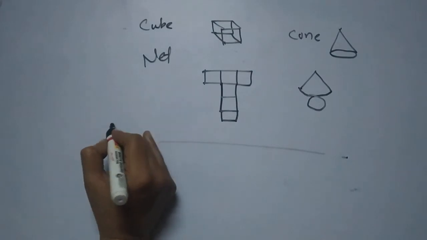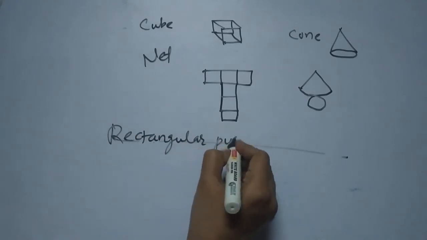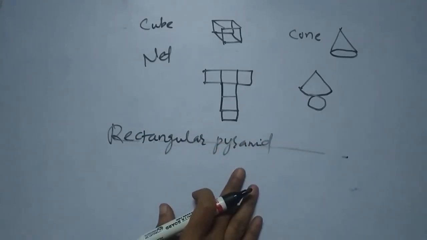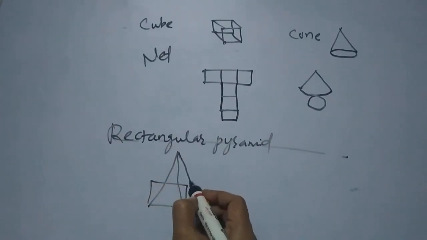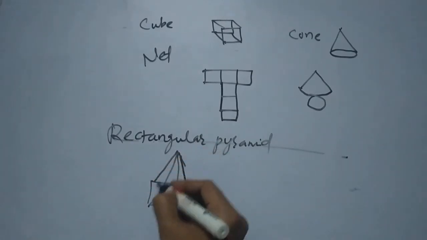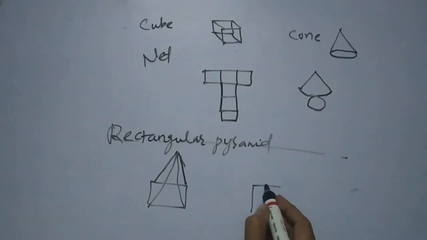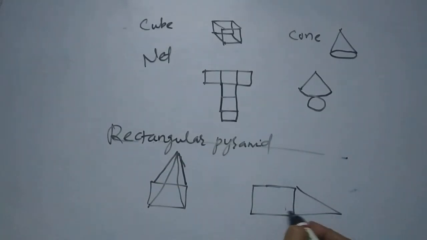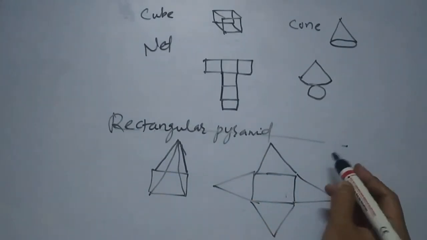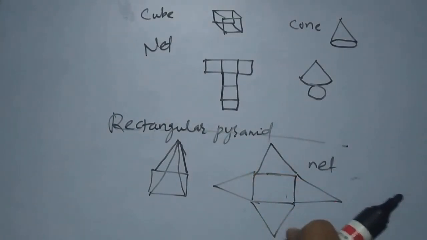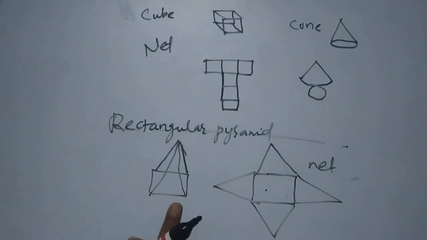Then suppose I have a rectangular pyramid. In a rectangular pyramid, its base is a rectangle, and the lateral surfaces are triangles. So this is a rectangular pyramid. When I draw its net, it will be like this. Its lateral sides are triangles. So this is a net, and when you fold it, it will come to one vertex, and its base is a rectangle. So it is called a rectangular pyramid.